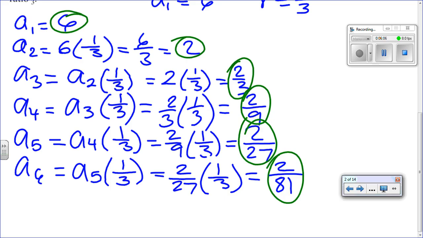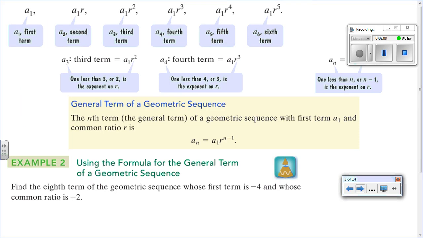Next one. So now we're gonna get to the formula, how it comes, where it comes from. What was the first term? It was 6, right? Yes. And then it's 2, 2/3, 2/9, 2/27.